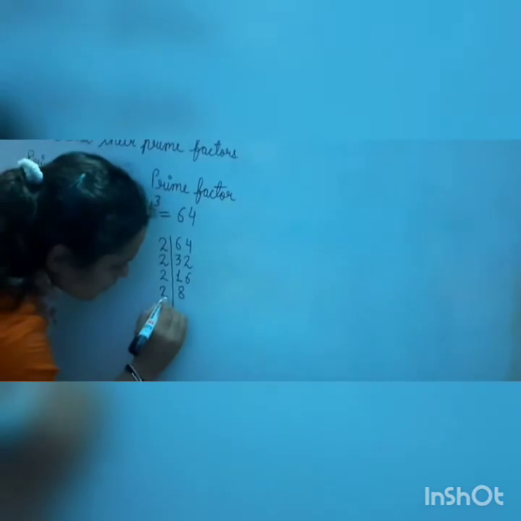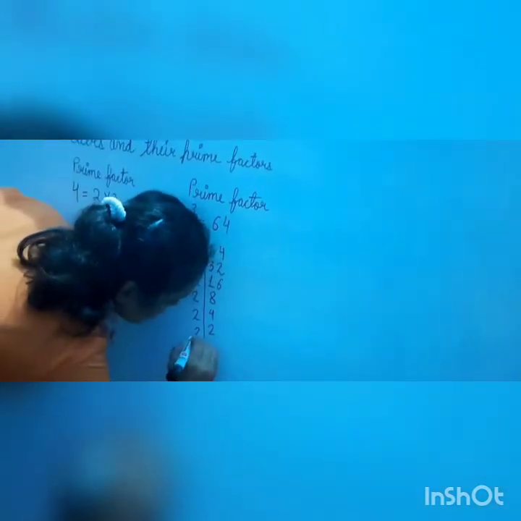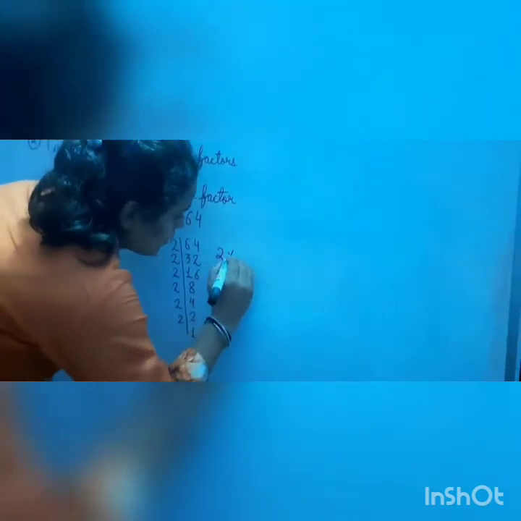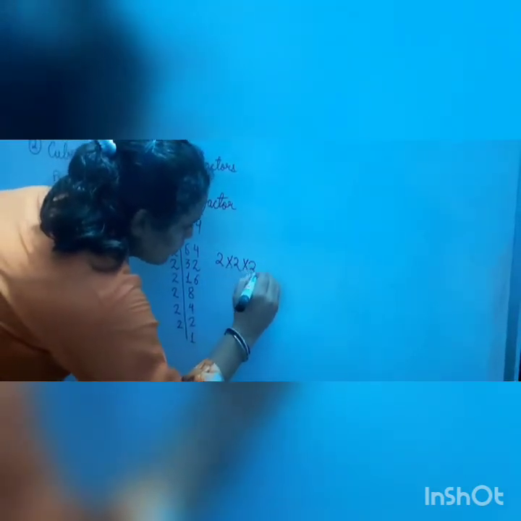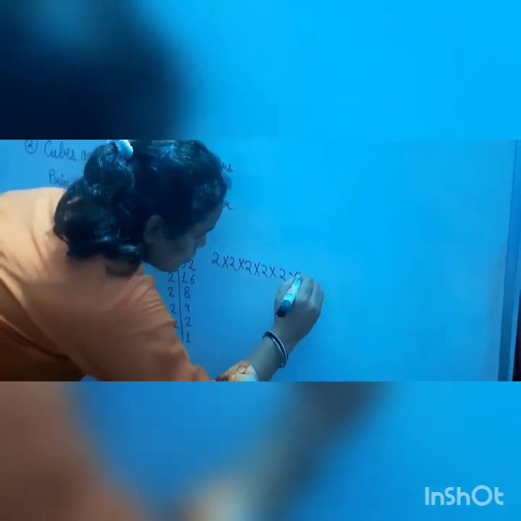Again you can divide by 2. You know that 16 comes in the table of 2, 8 times. Again you can divide by 2. It will come 4. Again 2. It will come 2. Again 2. It will come 1. Now you can see that you will write 2 multiply 2 multiply 2 multiply 2 multiply 2 multiply 2.